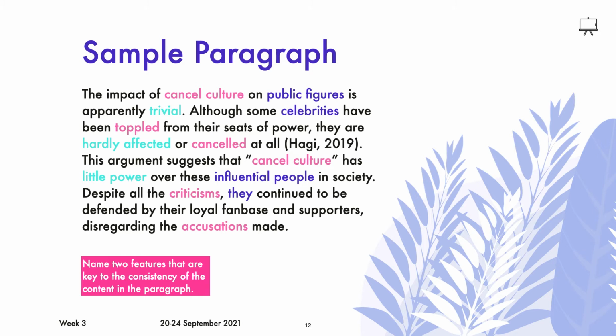And then you have the words in pink: cancel culture, toppled, cancel culture, criticism, accusations. So how are they similar? And you have, is it Tiffany blue or azure color? You have trivial, hardly affected, little power. So how are they similar? Okay, so try to name two features that are key to the consistency of the content in the paragraph.